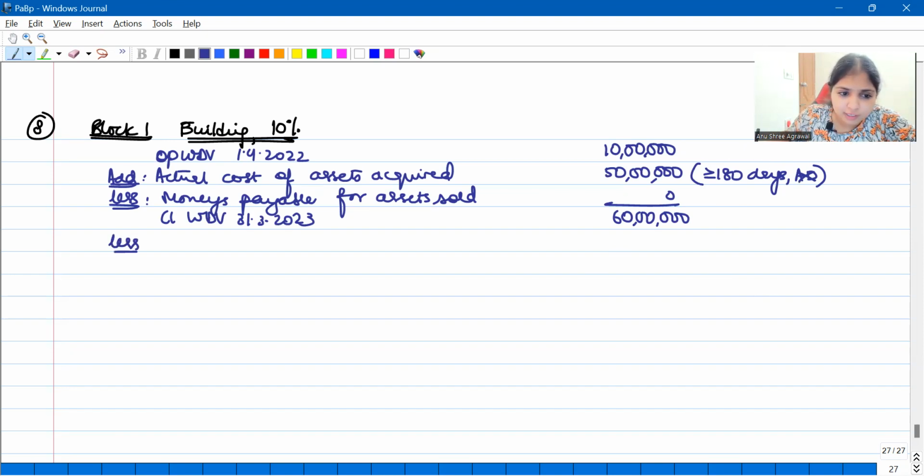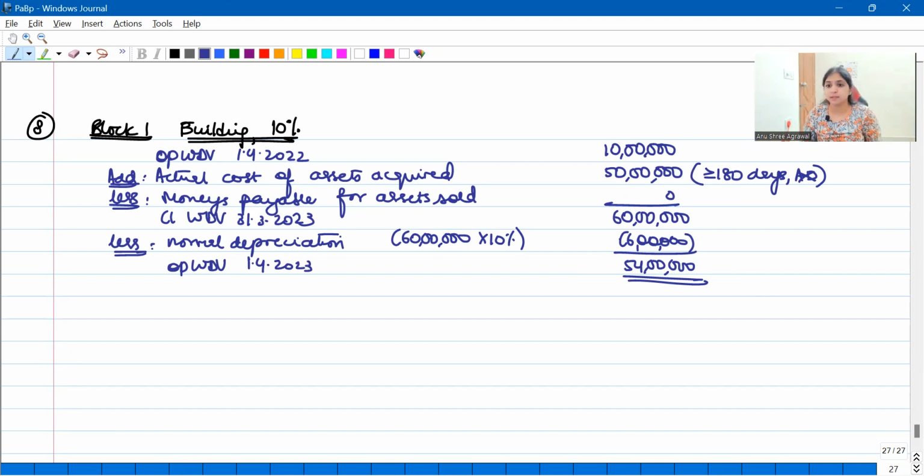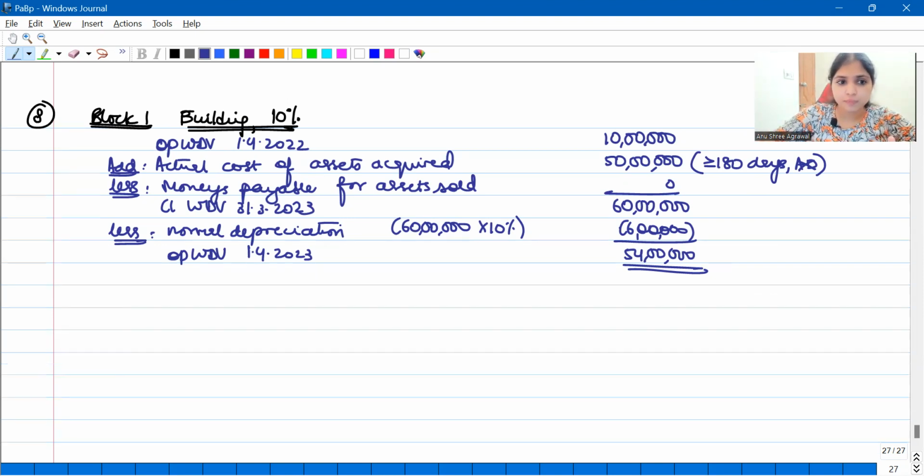So straight away we will calculate depreciation. Less normal depreciation, 60 lakhs into 10% depreciation rate, guys. That's going to be 6 lakhs. Always show the calculation. Net number 54 lakhs. This will become your opening WDV on 1st of April 2023. Perfect understanding? This was simple. Nothing new we did over here.